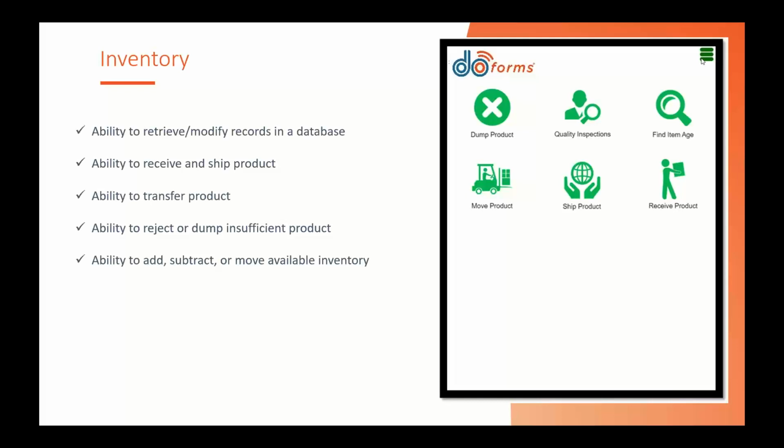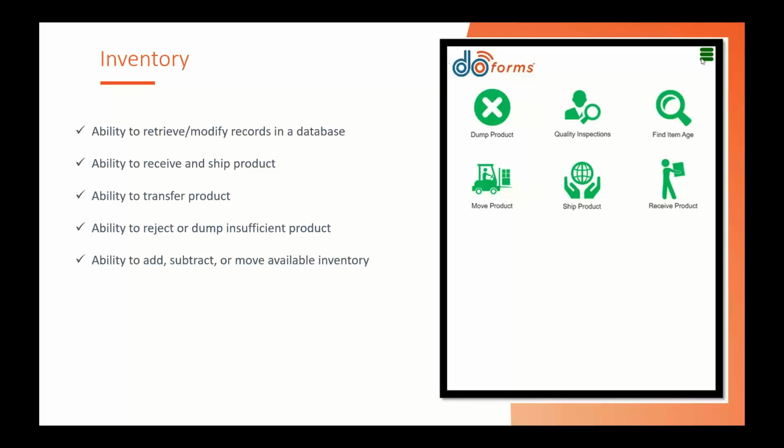So the first thing is, at a very high level, you're essentially able to retrieve and modify records from a database. Effectively what this means is, over the air, when you submit a form from one of your forms in your account, we can make modifications to a file or a database in doForms for things like inventory levels or locations or anything of that nature. So we're able to receive and ship products, which effectively adds to your inventory when you receive them, and when you ship them, subtracts it from your inventory.